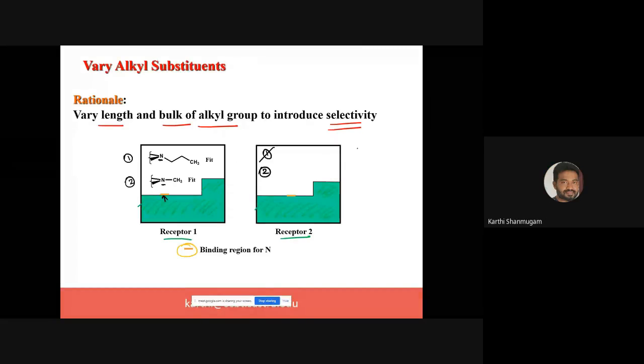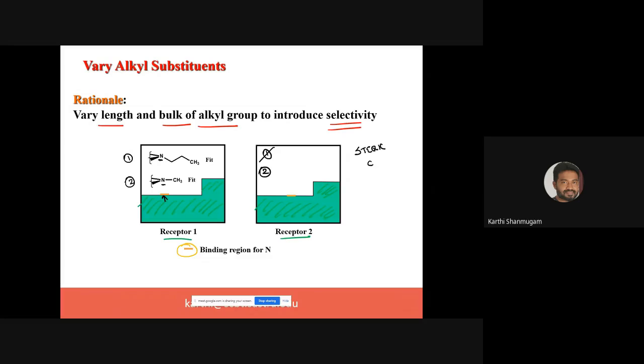In medicinal chemistry, we call it a type of steric clash. The space here is not enough to accommodate the first molecule, but we can still fit the second molecule. So N comes here, you have two groups here, and CH3 goes here. But in the same way, we cannot fit the first molecule. That's the story, right? Now coming to the structure of the first molecule and second molecule, what is the structural difference between them?